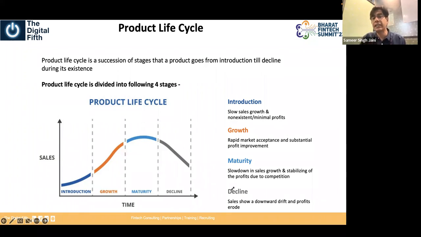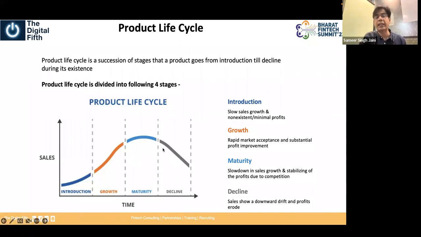And largely, the energy levels required at the introduction and growth stages are dramatically different from what you need to do in the mature and decline stages. I think the toughest would be the introduction stage and the decline stage. Because in the introduction stage, you are trying to get into the growth stage, so you are repurposing or refining the product continuously.